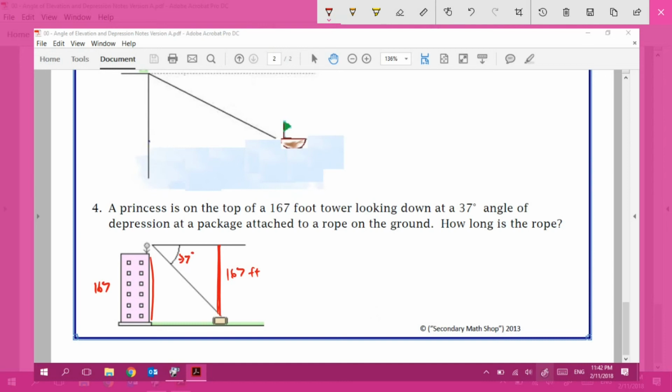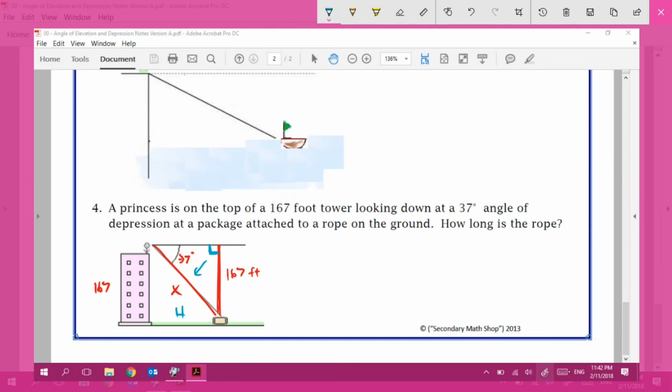And then this rope, this is a rope, okay? This diagonal line, that's a rope attached to the package on the ground. So how long is this rope? They want this distance. That's x. All right, so what are we gonna do? First, let's label our sides. Where's the hypotenuse? Because look, this is gonna be the right angle right there. So the hypotenuse is gonna be x.